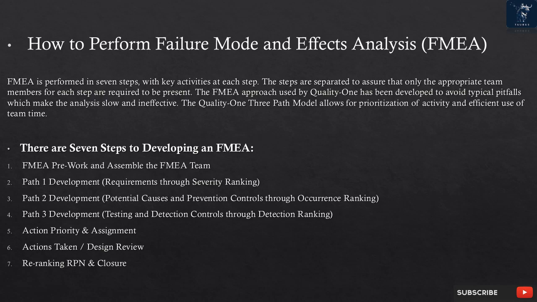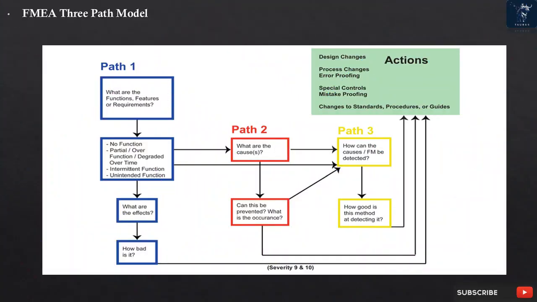FMEA pre-work and assemble the FMEA team. Path 1 development, requirements through severity ranking. Path 2 development, potential causes and prevention controls through occurrence ranking. Path 3 development, testing and detection controls through detection ranking. Action priority and assignment. Actions taken / design review. Re-ranking RPN and closure. FMEA 3-path model.